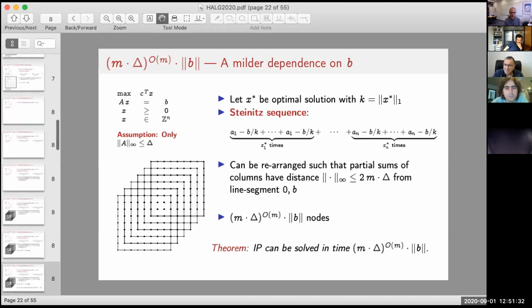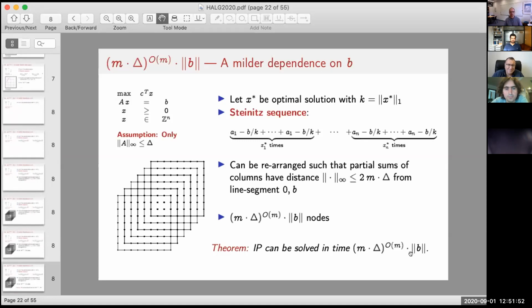And here I would like to mention again that this is our result together with Robert, but Jansen and Rohwedder have a very beautiful result where they show better constants here and also a dependence on the logarithm of B in this running time. Okay, good.